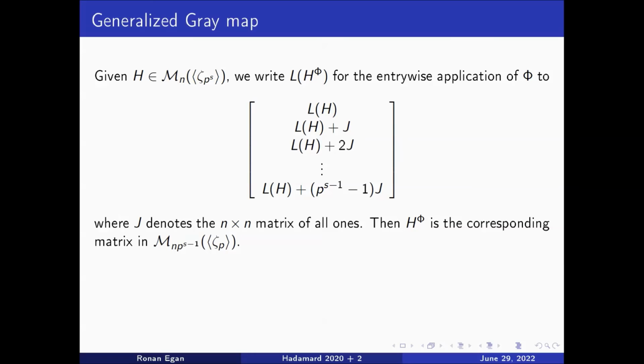But for each entry, I'm now going to apply this map that you saw on the previous slide that will extend each of those entries to vectors of the appropriate length. And what you get is a square matrix that is of order n times p to the s minus 1, and the entries are all in the pth roots of unity.